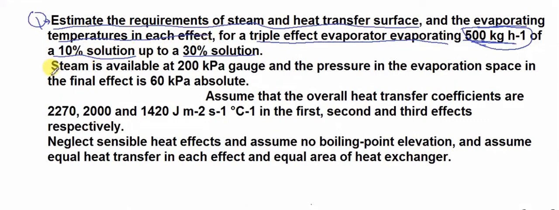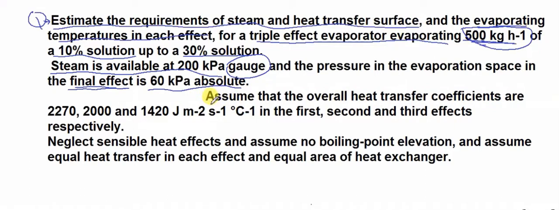For this, steam is available at 200 kilopascal. The steam pressure is given as 200 kilopascal. They have mentioned it is gauge. Please note that. And the pressure in the evaporator space in the final effect. As it is the final effect, our triple effect evaporator has 3 evaporators, so final effect means the third evaporator, and that pressure is given as 60 kilopascal absolute.